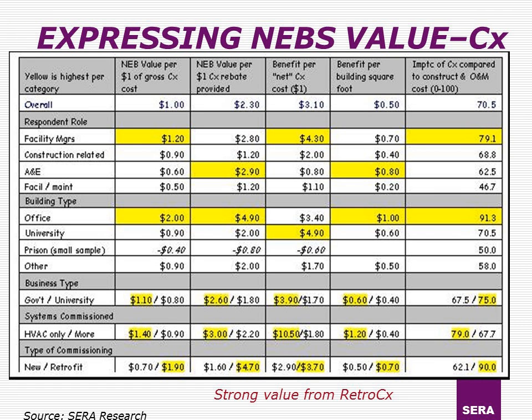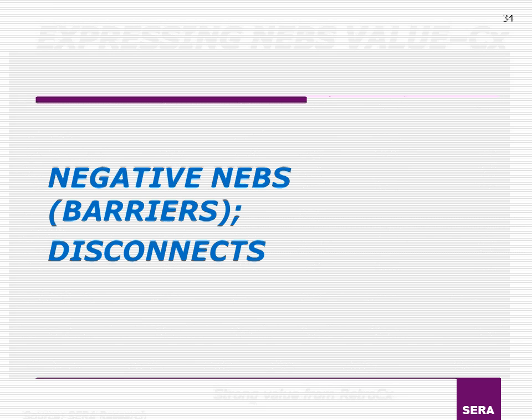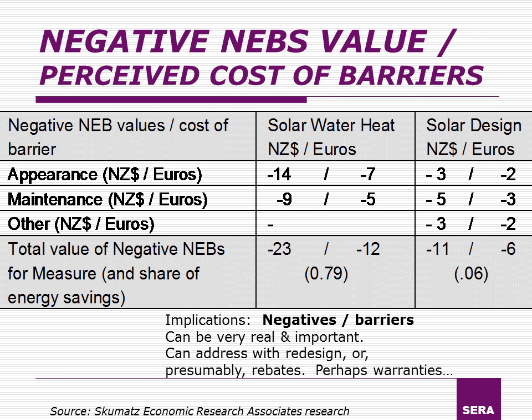Here for a commissioning program, we express the NEBs in terms of dollars per square foot and other things that people could use in a variety of different ways as they move forward with the programs. I want to mention that NEBs are a barrier. Negative NEBs represent barriers to programs. We sometimes find negative NEBs for individual NEB categories, but not for NEBs overall, not for non-energy impacts as a whole. But the ones that we tend to find negative effects on include things like appearance and maintenance.